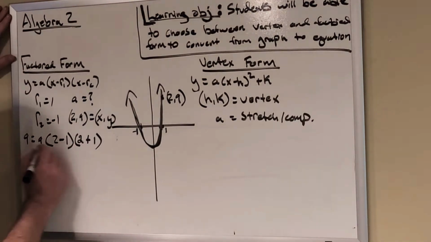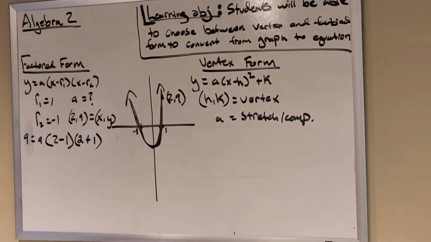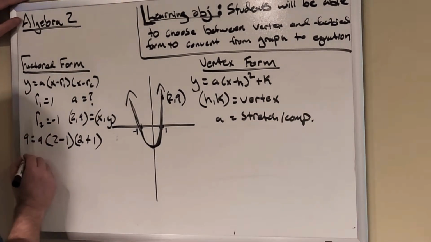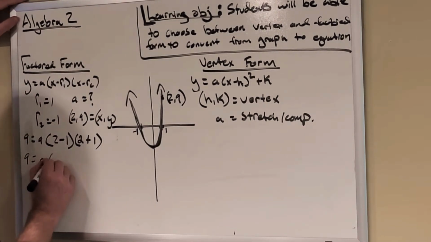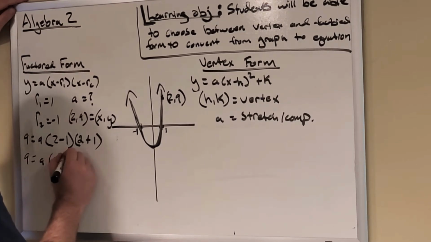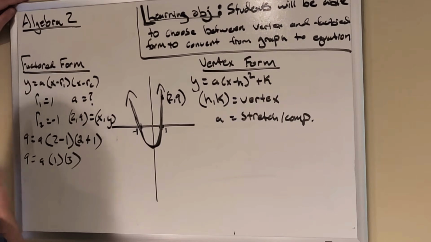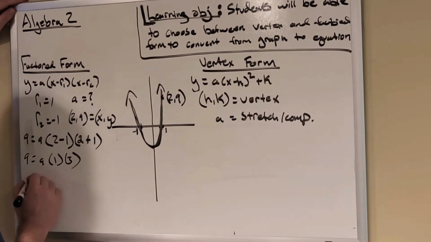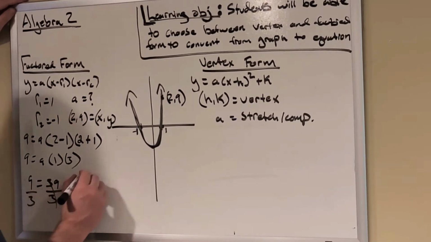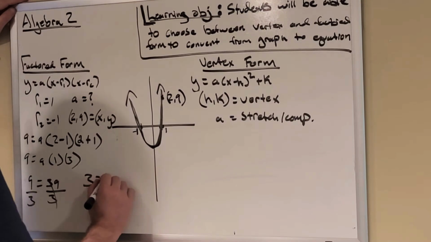Okay, so now I use my skills of solving algebraic equations to finish this off and solve for a. So I have 9 equals a times 2 minus 1, which is just 1. 2 plus 1 is 3. So 3 times 1 is just 3. 9 is equal to 3a. Divide by 3, divide by 3. 3 is equal to a.